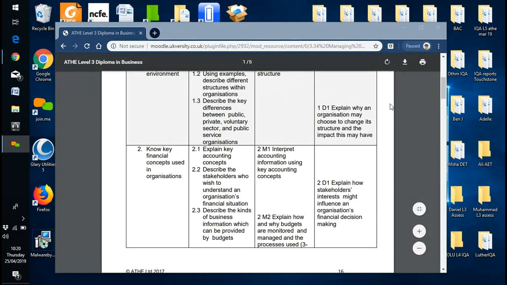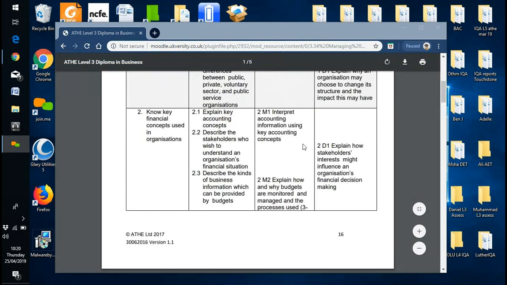And this is what we're going to look at today. I'll just go over the rest of the unit so that you've got an overview of the whole thing. So LO2 is about the financial concepts used within organisations: explain key accounting concepts, describe the stakeholders who wish to understand an organisation's financial situation, people like accountants and so forth, and then describe the kinds of business information which can be provided by budgets.